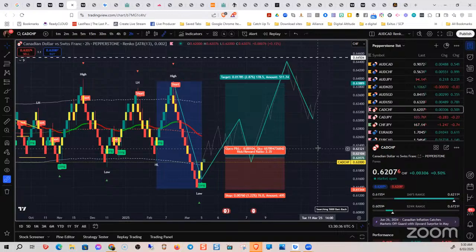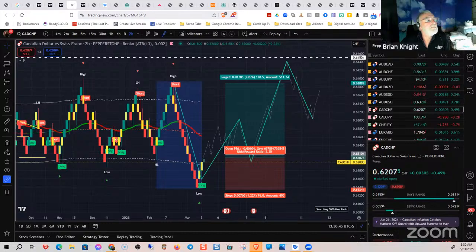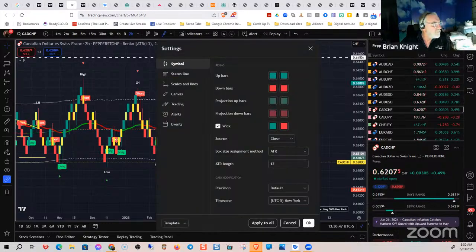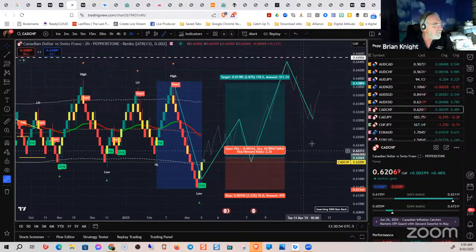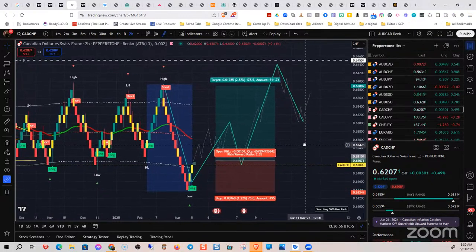Go up to your cogwheel on your charts over to the right where it says publish. All right, and that is set at, yep, ATR 13. Okay, you're good. Yeah, I was looking at that before. Go, just click on another pair, any pair.